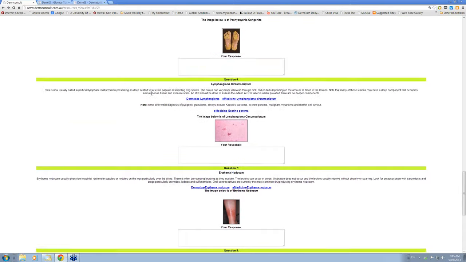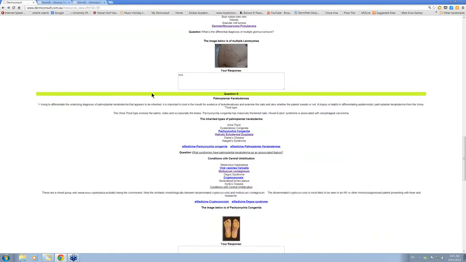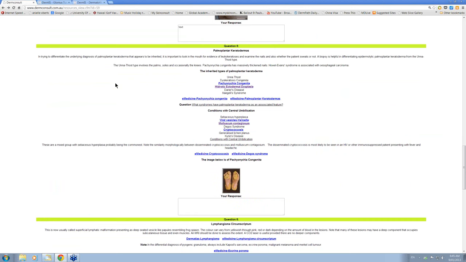Where are we on to next? Palmoplantar keratodermas. God, it's a big topic, isn't it? I don't know how many pages of Rook are associated with it.